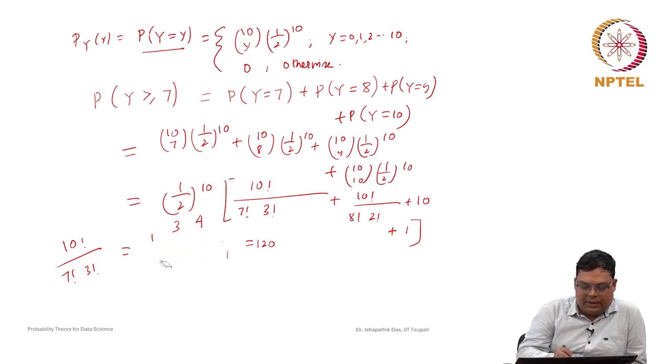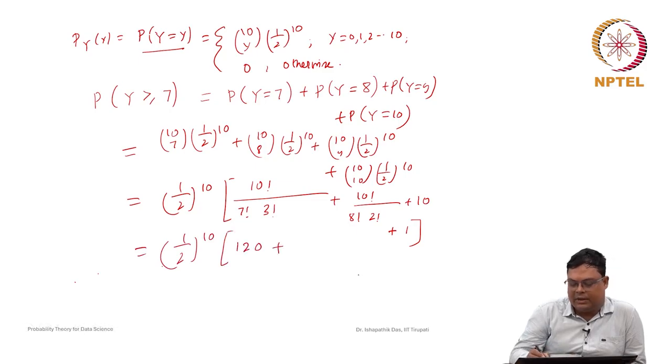If I have done any mistake, please check, and then you can do the correct computation if there is any mistake. So, this is nothing but (1 by 2) to the power 10 times 120 plus. Now, 10 c 8, how will we find this next term? 10 into 9 into 8 factorial by 8 factorial into 2 factorial, which is 2. So, then this is cancelled, and then it is 45. So, this is nothing but 45. This is just for simplification: this is 45, plus this is 10, plus this is 1.